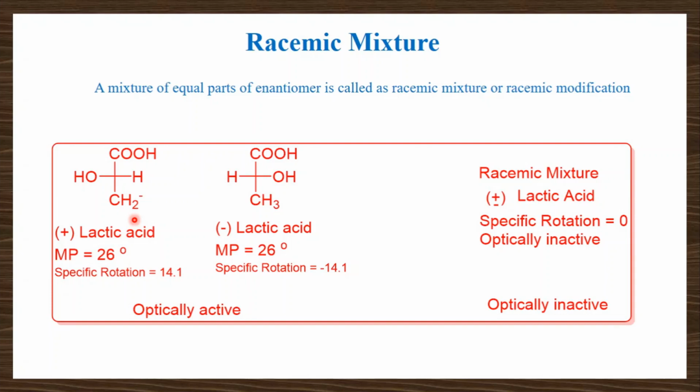Okay, so this is about your racemic mixture. A mixture of equal parts of enantiomers is called a racemic mixture or racemic modification. A racemic mixture is optically inactive. It can be denoted by this sign, plus and minus. It does not rotate the plane polarized light, so that's why it is optically inactive, and you can also call it an equimolar mixture of plus and minus form. The optical inactivity is due to external compensation, because one rotates on the right hand side and one rotates on the left hand side. That's why the net effect is zero and racemic mixtures are optically inactive. So this is all about your racemic mixture.